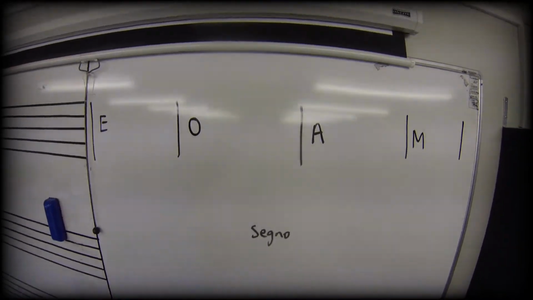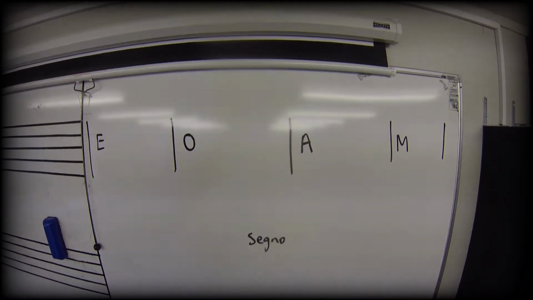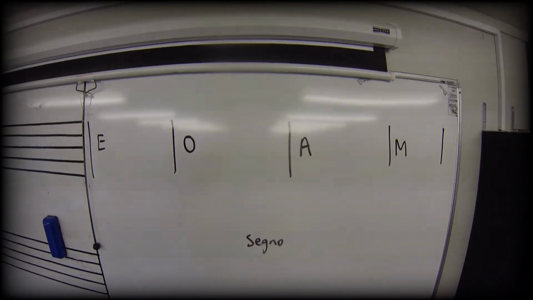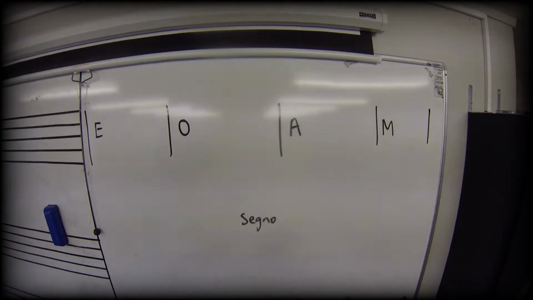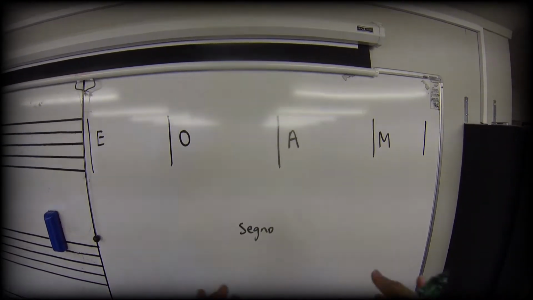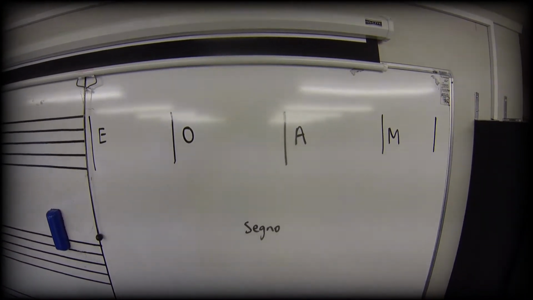Now I have to admit, if I don't do segnos for a little while, I forget how to do them. I know there are three combinations. There's a straight line, there's a S-shaped line on a bit of a lean, and there's two dots. But exactly where everything goes, I get a little bit foggy about.